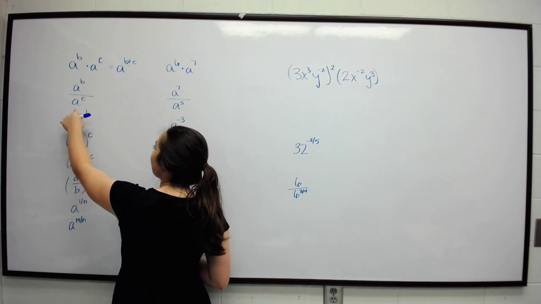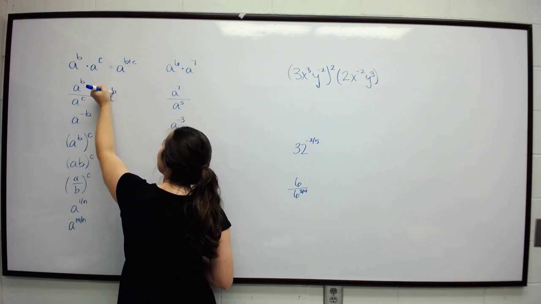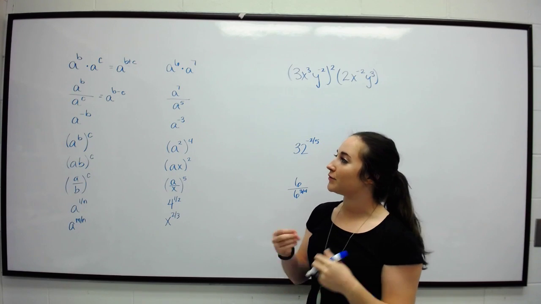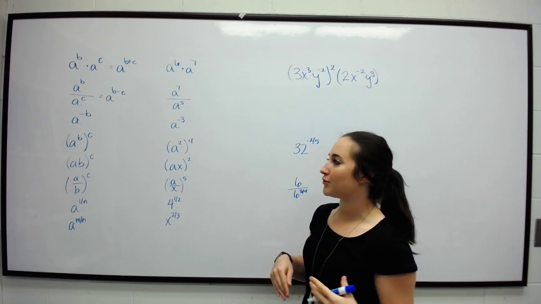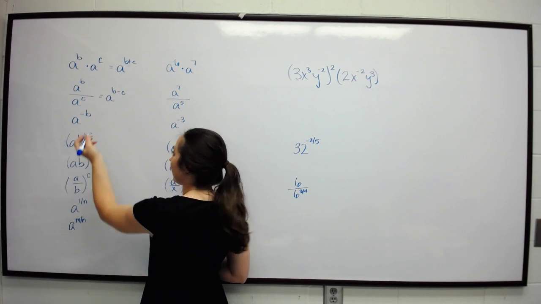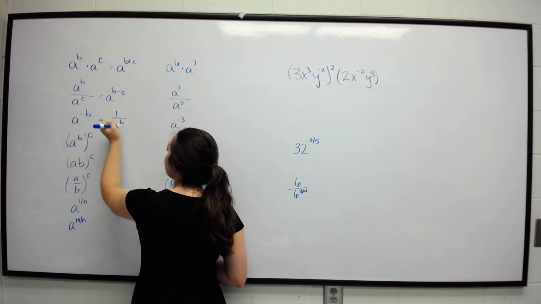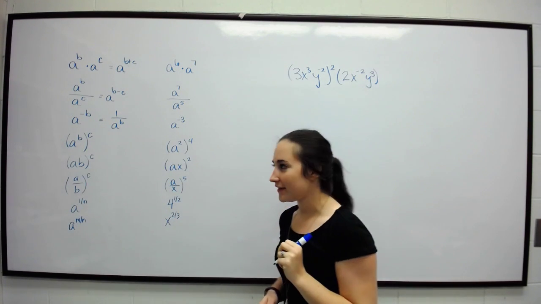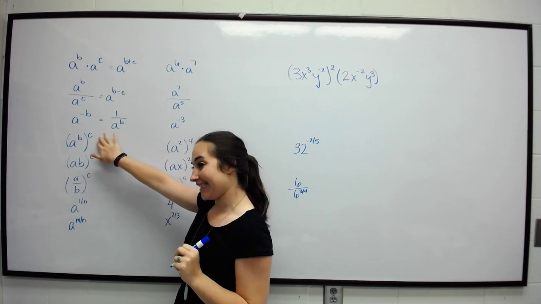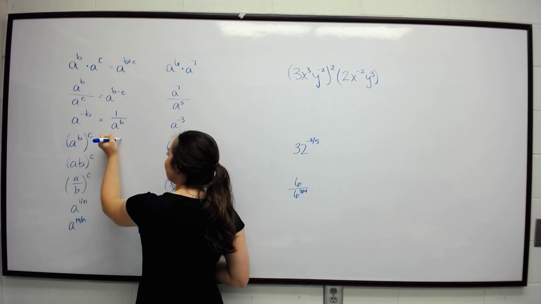Whenever we have the same base and we are dividing, we could rewrite that as a to the b minus c. So when we're dividing and we have the same base, we subtract the exponents. If we have a to the negative b power, we can rewrite that as 1 over a to the b. If we have a to the b to the c power, we're going to say a to the b times c power.